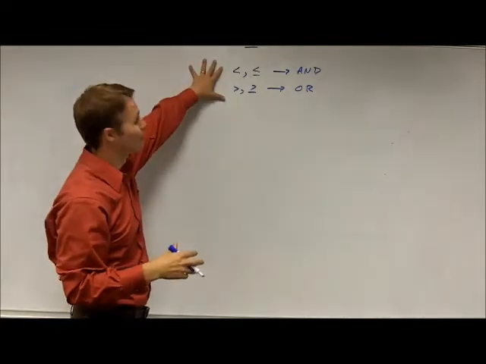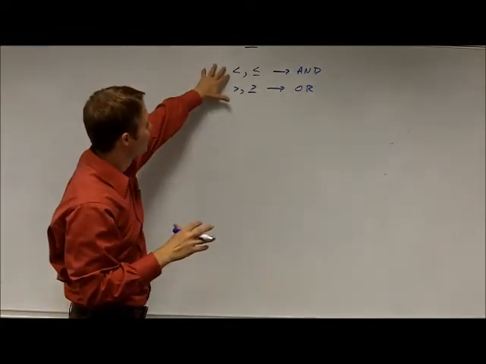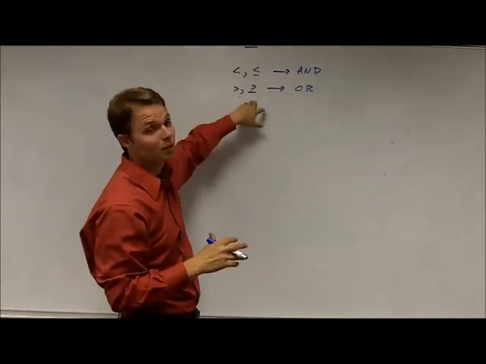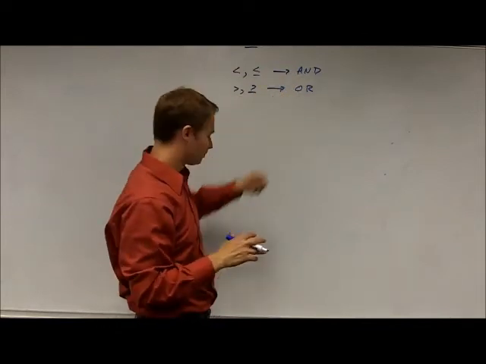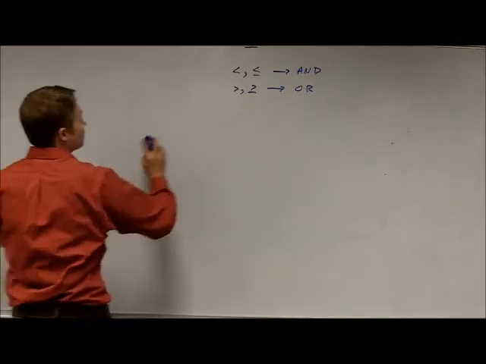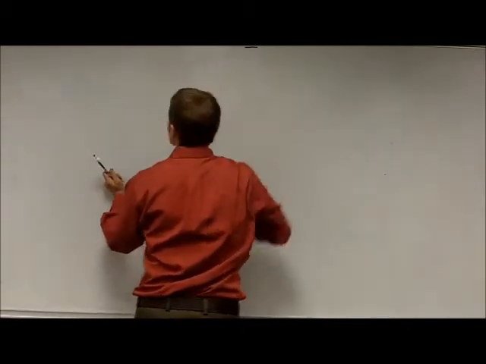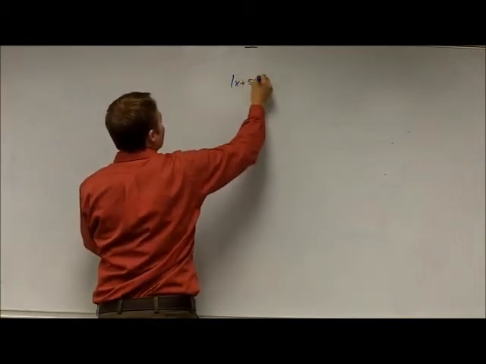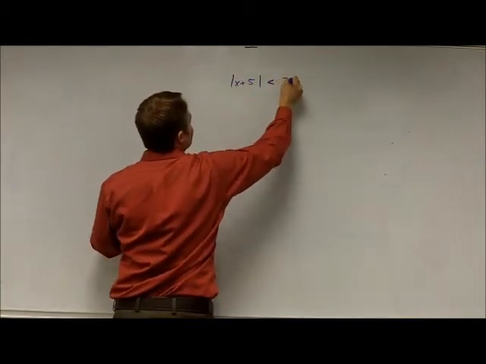But for now, just go ahead and commit these: whenever you see the less than, we're going to think of and in our head. Whenever we see greater than symbols, we're going to think or in our head. So let's try an inequality that has an absolute value sign. So we'll start with the absolute value of x plus 5 is less than 2.